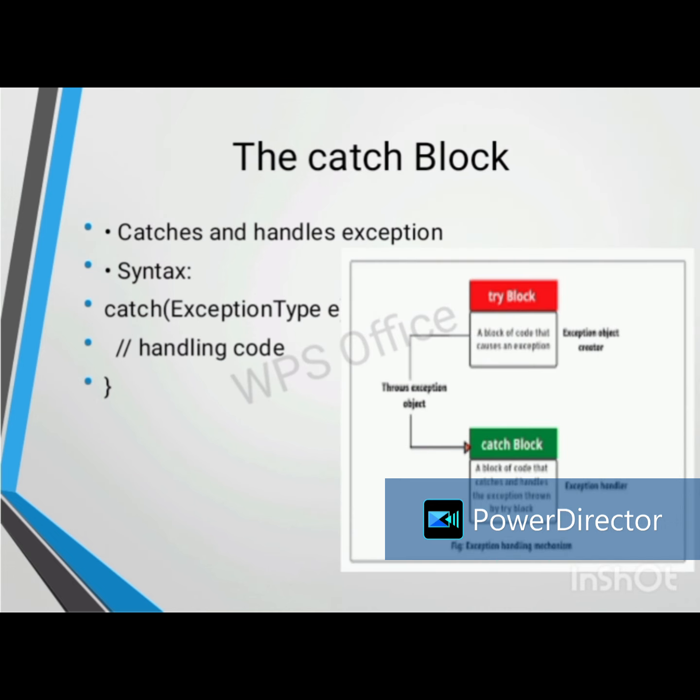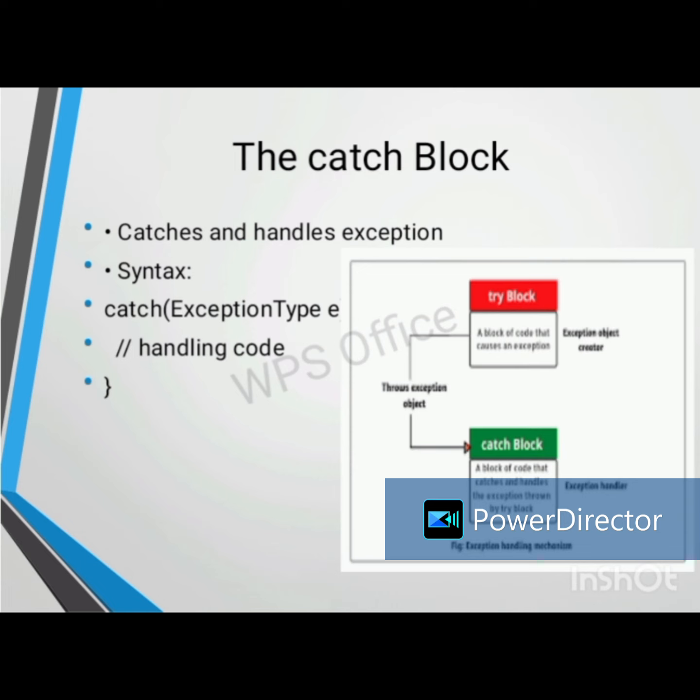The catch block. After wrapping risky code inside a try block, the next logical step is to handle any exceptions that occur, and that's where the catch block comes in. The catch block allows you to define how your program should respond when a specific exception is thrown. Here, exception type is the type of exception you want to catch. For example, IOException, ArithmeticException, or even the base Exception class if you want to catch anything.